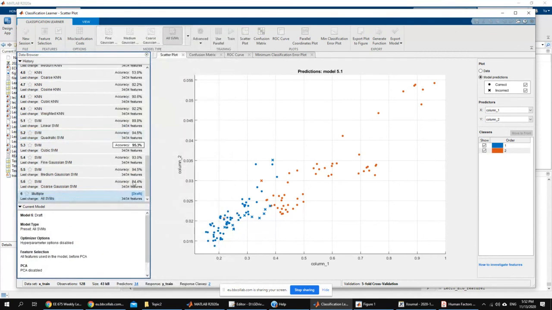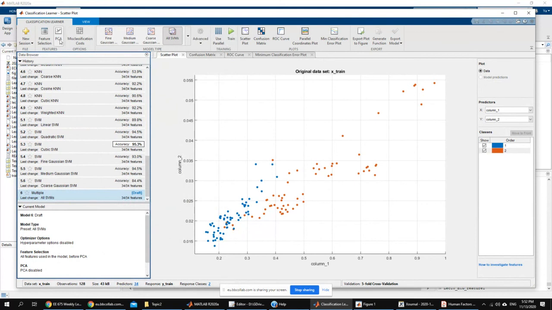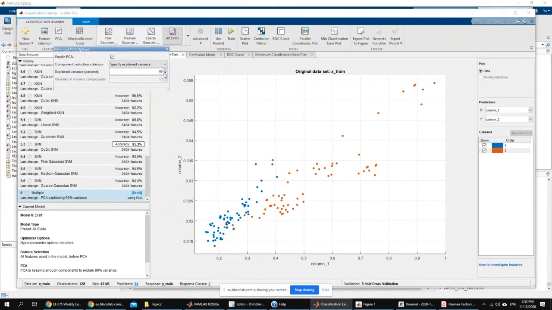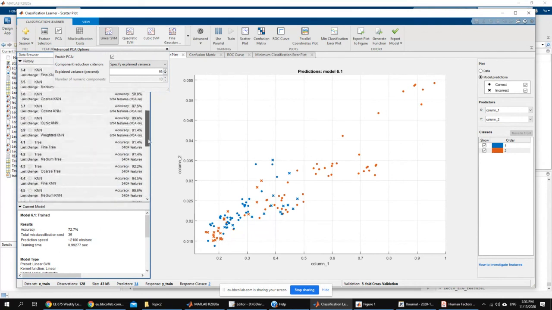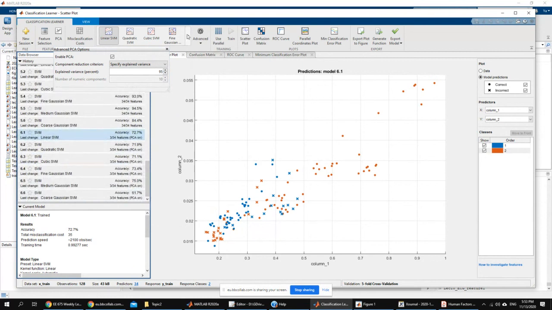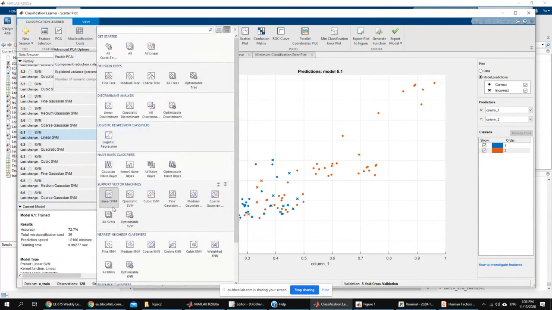Let's try again. The all SVM, and basically change the PCA to 99% here. If we can just have it as 95% even. Let's see. No, it didn't give good results. So maybe for this particular data, it might not give good results, but for other data, it might actually give good results.